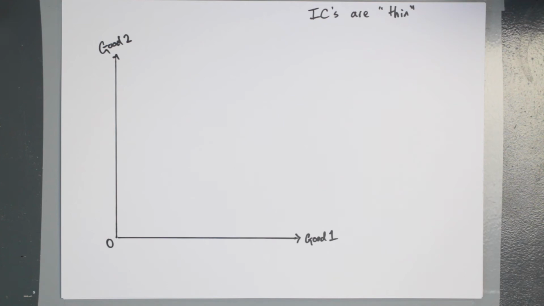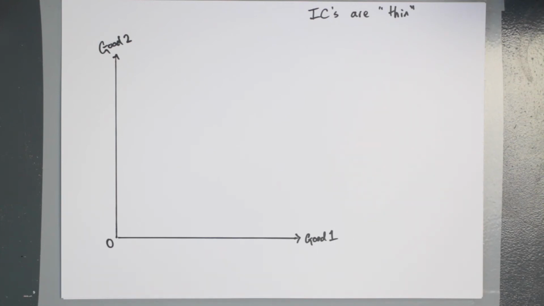So let's prove our first claim about indifference curves, that indifference curves are perfectly thin. They have zero width. I've already drawn a commodity space diagram here and labeled the origin 0, the horizontal axis is good 1 and the vertical axis is good 2. So I'm ready to start drawing indifference curves in this commodity space.